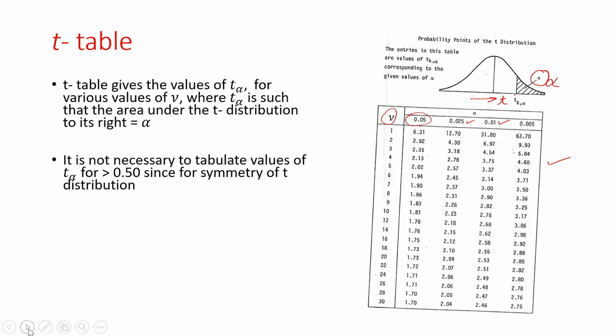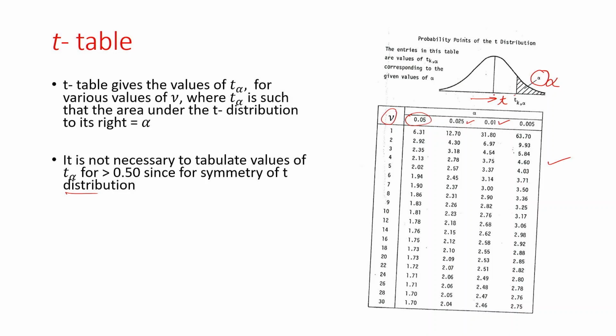It is not necessary to tabulate values of T alpha for alpha greater than 0.5, since the T distribution is also very symmetrical. So if we have the table for the right half, we can use the same table to get the values of T for the left half, that is, when you get T values which are negative, less than 0.